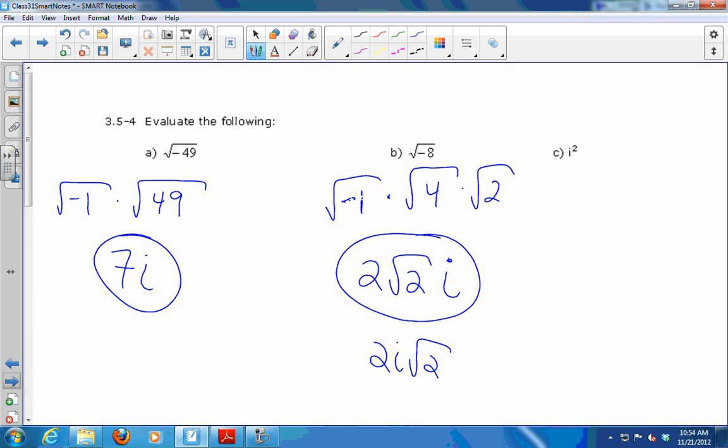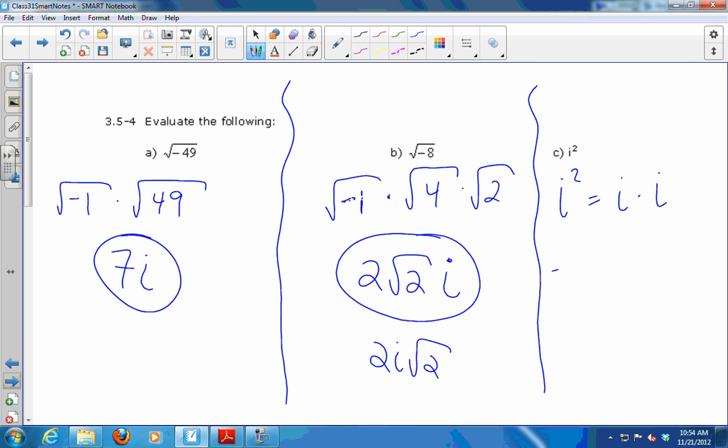Okay, i squared. What do you think i squared is? Close. Well, i squared is i times i, right? And that's the square root of -1 times the square root of -1. -1. Yeah. If I do the square root of -1 squared, the square and the square root cancel, right? And you get -1.